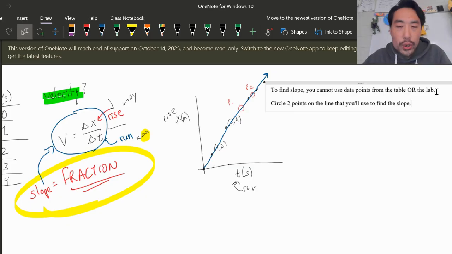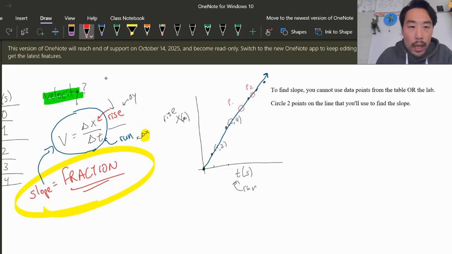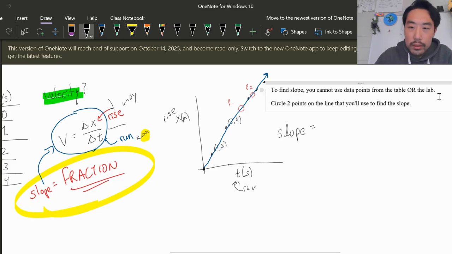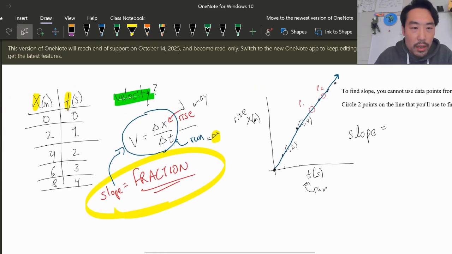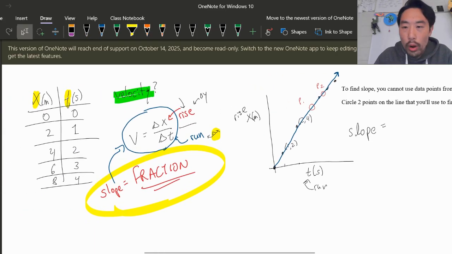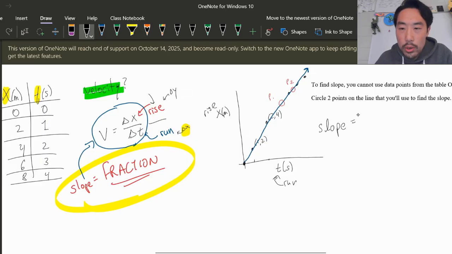Now, this is, of course, finding the slope manually. Later in the year, I'll show you how you can do this through Desmos, because you are going to have full access to Desmos. But for now, let's do this manually. And then you're going to show the math to find the slope. In this case, my slope would be, what did I say? It's going to be 2 over 1. So my delta x would be 2, and my delta t will be 1, so it'll be 2 over 1, right?